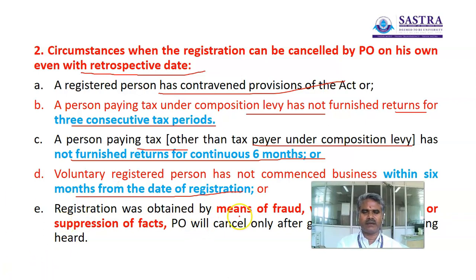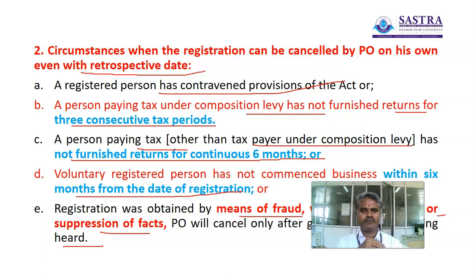Registration was obtained by means of fraud, willful misstatement, or suppression of fact, giving wrong information. Suppression of fact means hiding the correct information. The PO will cancel only after giving an opportunity of being heard. When he knows you are giving wrong information, fake information, or suppression of fact, here the PO will come and cancel your registration.